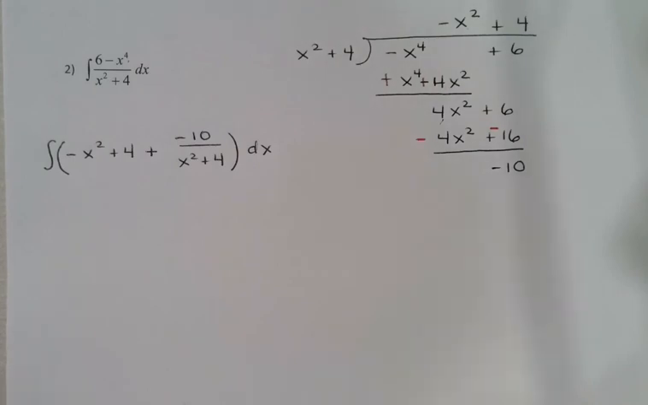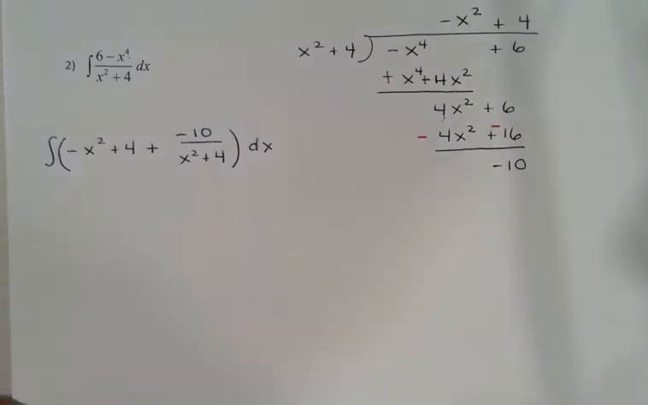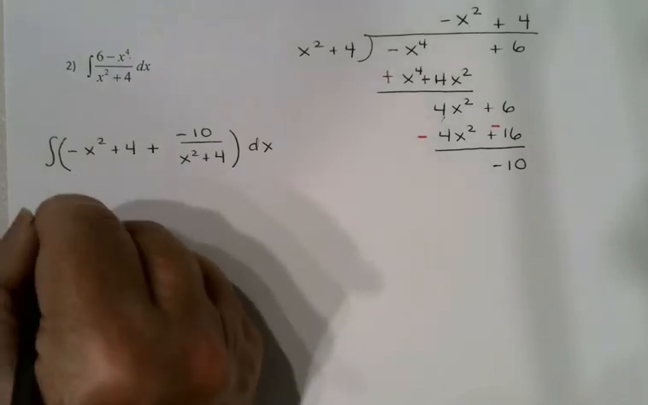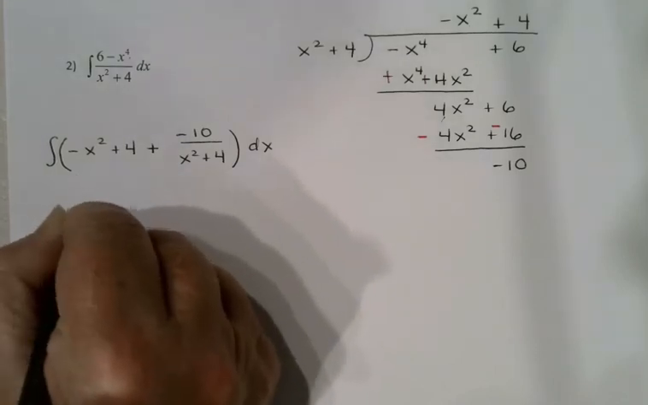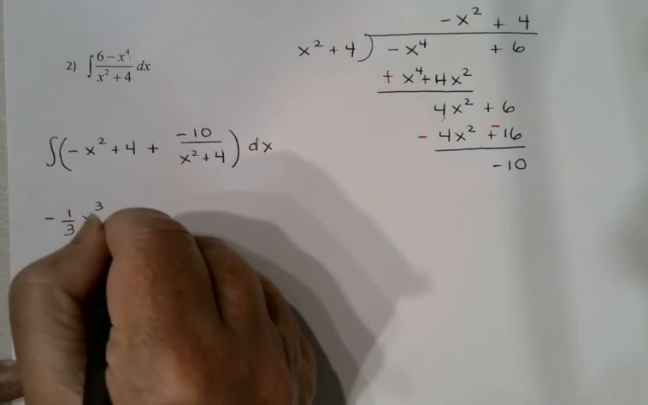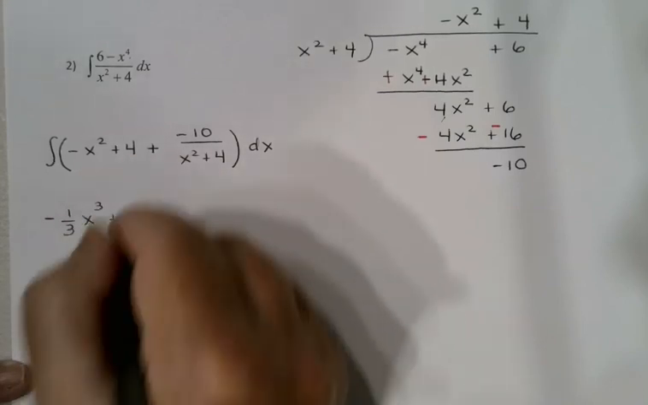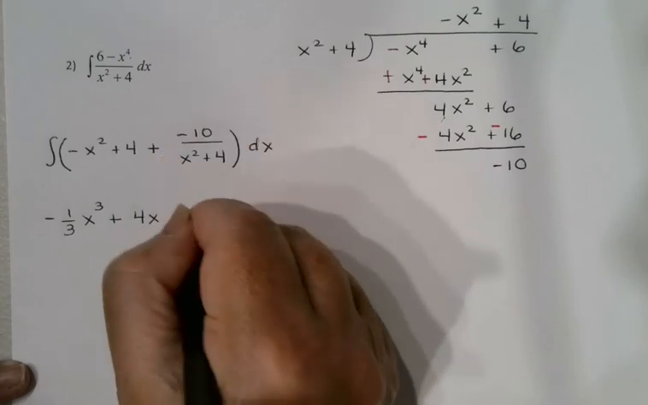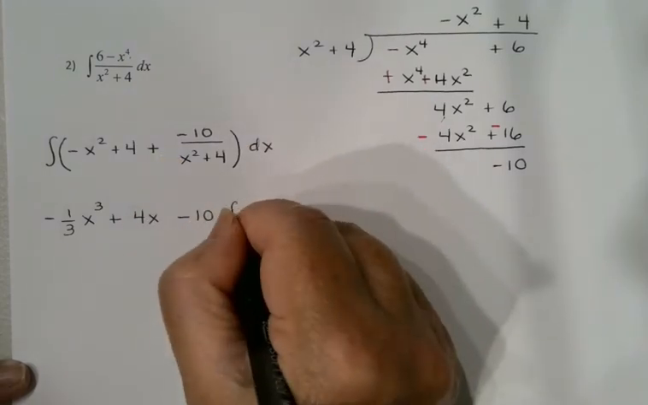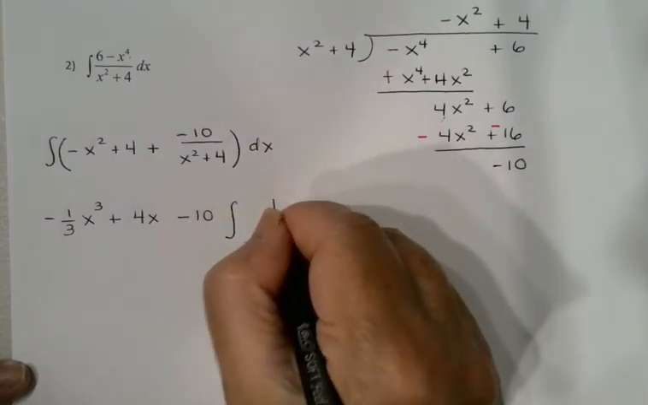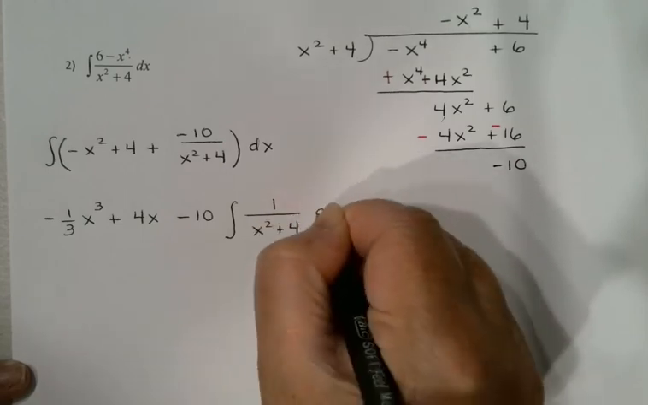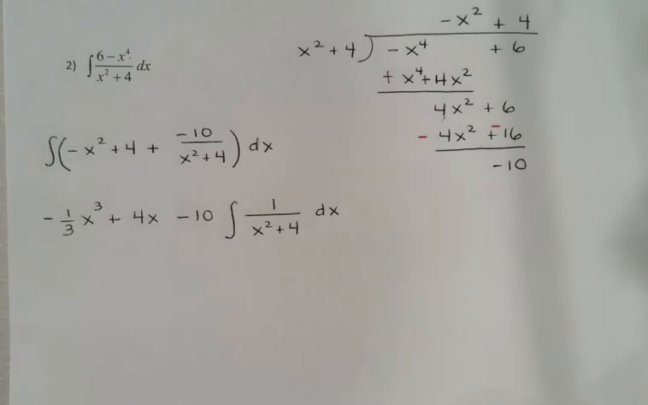All right, so let's see here. I would have the integral of negative x squared, that's an easy one, negative 1/3 x cubed. And the integral of 4 would be 4x. And I'm going to pull the minus 10 out. And then what I have left is the integral of 1 over x squared plus 4 dx.